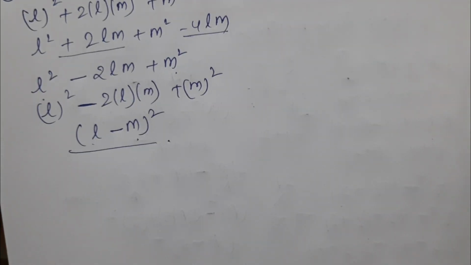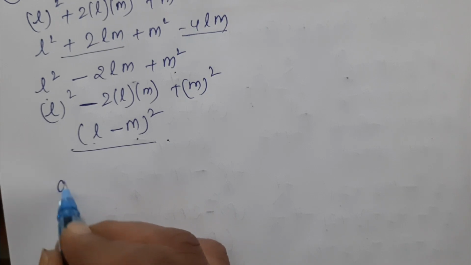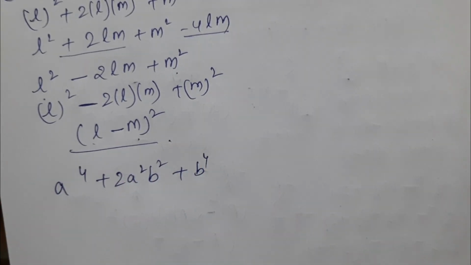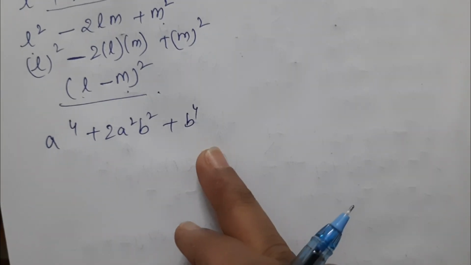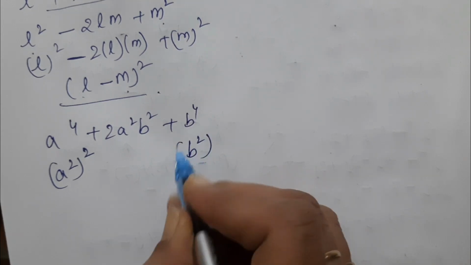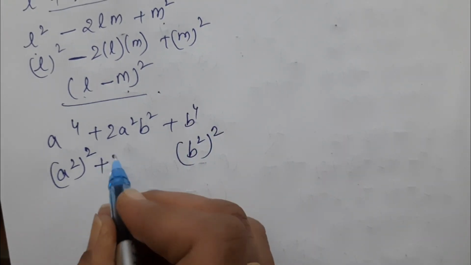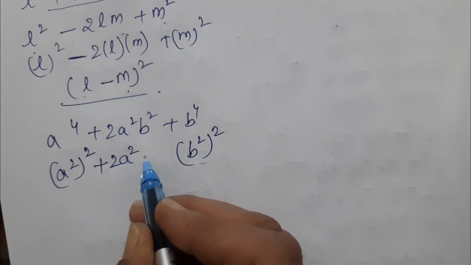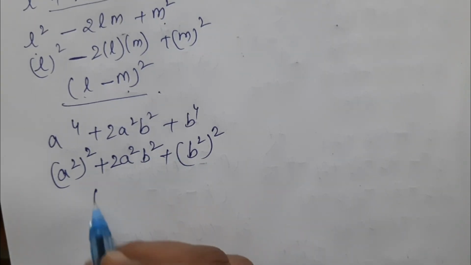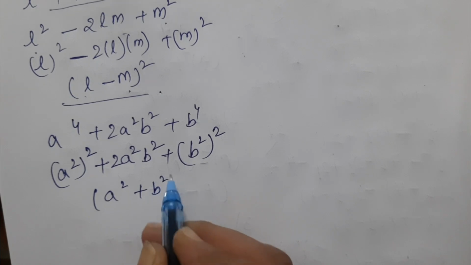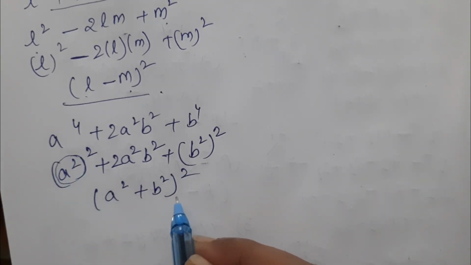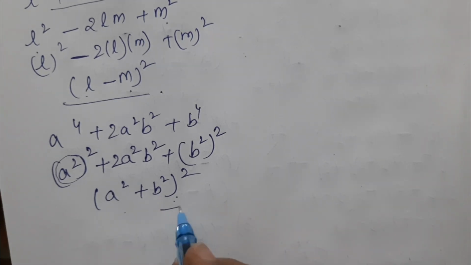Now one more question. a⁴ + 2a²b² + b⁴. Again here the first and last terms are in square form. (a²)² is a⁴, (b²)² is b⁴. Write down both the terms with the 2, that is a², 2ab, b². Thus it is (a² + b²)². Whatever the term is inside the bracket, that is to be taken common. So it's a² + b². So this is our final answer.